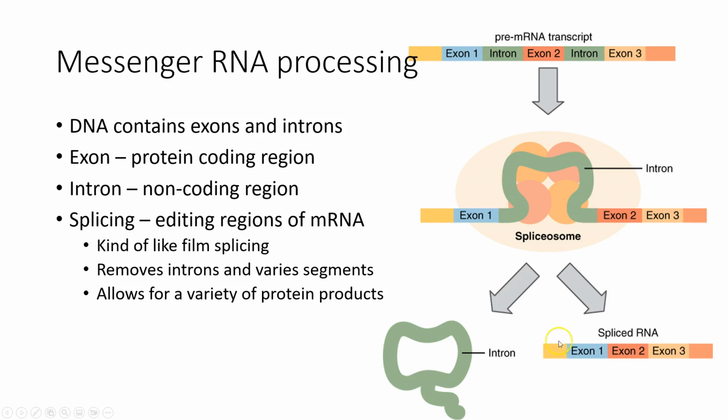So to get a messenger RNA that we can use to make a protein, we go through a process called splicing, where we edit regions of the messenger RNA. This is a lot like film splicing, where you might cut out certain areas of a film and then adhere it back together so you have one continuous picture when you play it. And that's what happens here. We might remove introns or other segments for a particular isoform of a protein that we might want, splice it back together, and then we have our final messenger RNA.